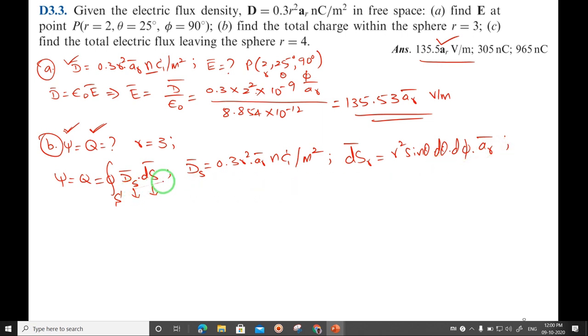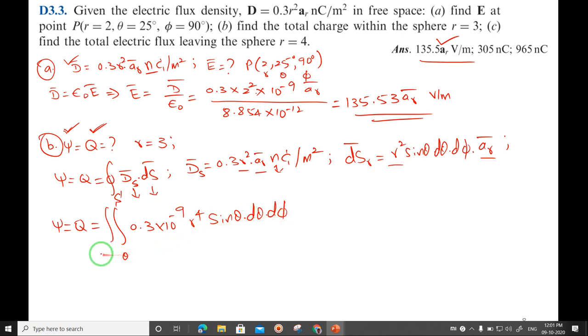Then take the dot product of D dot dS and integrate it, right? So psi equal to Q, that is equal to closed surface double integral. a_r dot a_r will be 1. I will not write. So other things I will multiply. r square into r square, it will become r to the power of 4. 0.3, this nano I will write as 10 power minus 9. Then this is taken care. Here r square is taken care. Sin theta is left out. So sin theta d theta d phi, and I have to integrate along theta and phi direction.